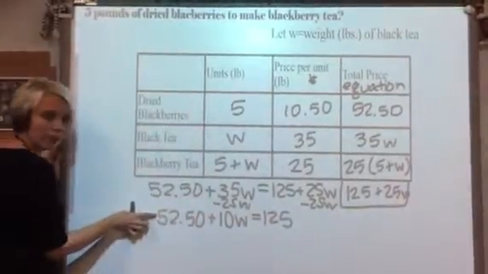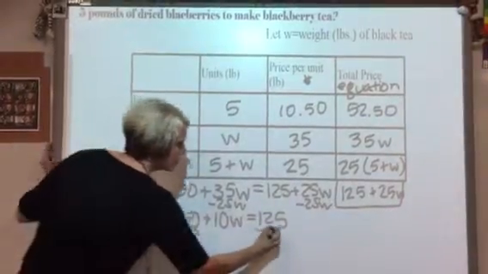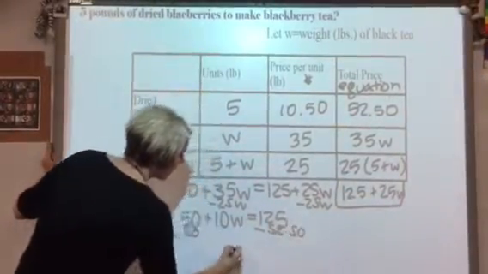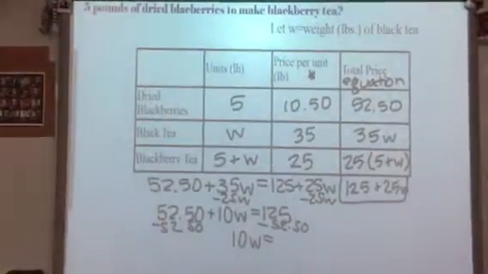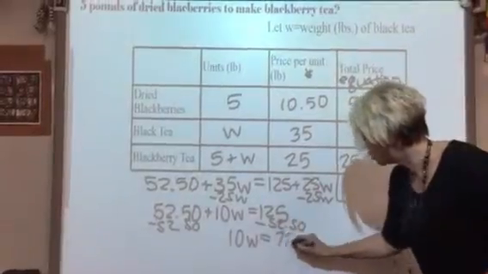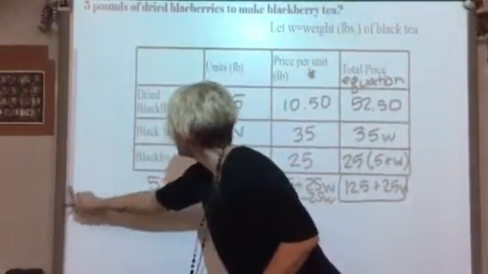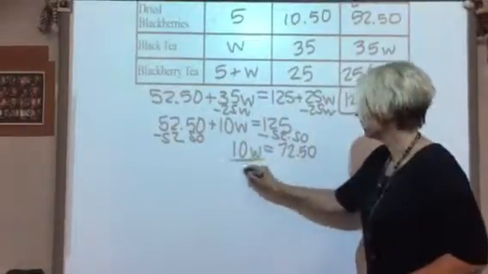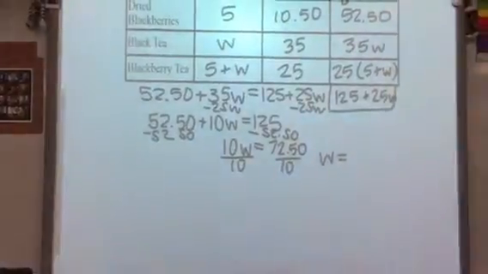Now I need to get this number over here so that I can get my W's by itself. So I subtract 52.50 and I get 10W is equal to 125 minus 52.50, which is 72.50. And then I divide by 10 so that I can get W by itself, and W is equal to 7.25.